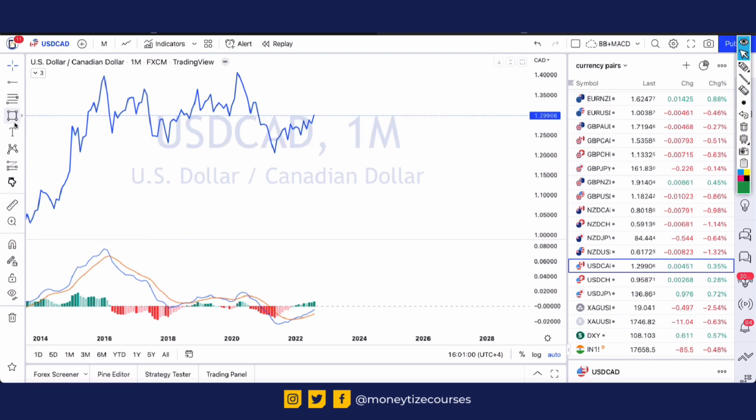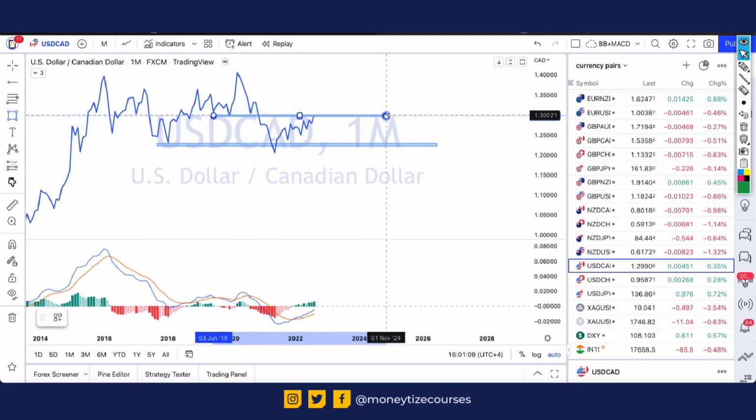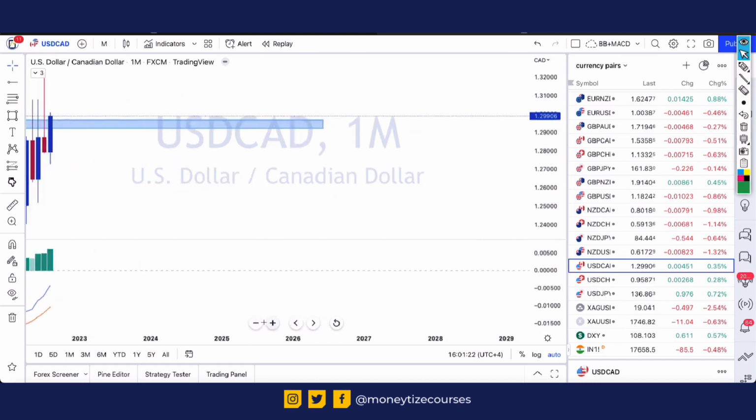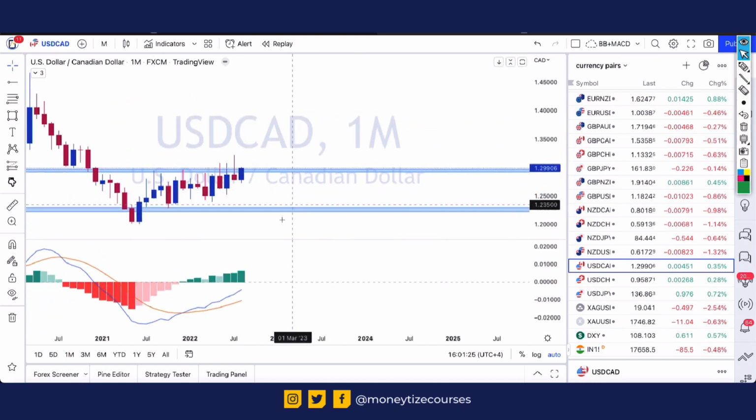turning it into a line chart. Yeah, that's enough, I think. And we still have a bullish scenario as per the MACD, because the MACD lines are rising higher and even the MACD histogram is rising higher.